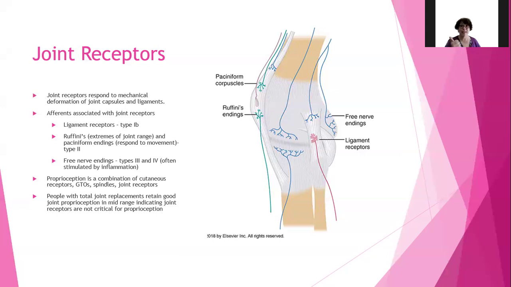Proprioception is a combination of cutaneous receptors, Golgi tendon organs, muscle spindles, and joint receptors. So lots of different information from lots of different nerve endings is going into the puzzle of proprioception. People with total joint replacements, like I said, retain good joint proprioception in mid-range. It says in the text that the joint receptors aren't critical for proprioception, but the joint capsule is maintained in the surgery, and so you still have those nerve endings. Some of them might be damaged, but most of them you still have.